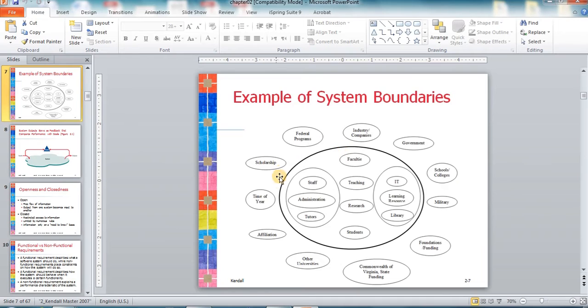Now, what is the boundary of the university system? It is the relationships and the interactions that it makes with its environment. Each part of the environment will have a certain relationship, and there will be certain interactions between the system and its environment. These interactions will form the boundary that makes a limit between the system and its environment.